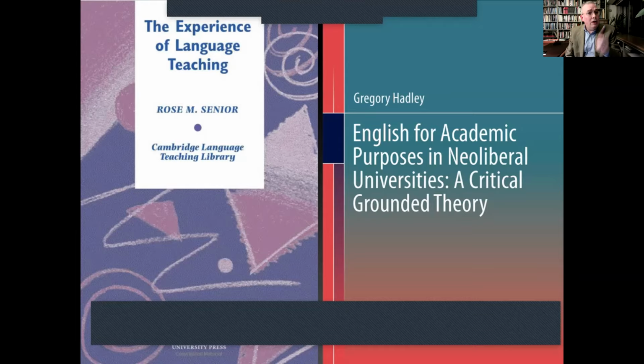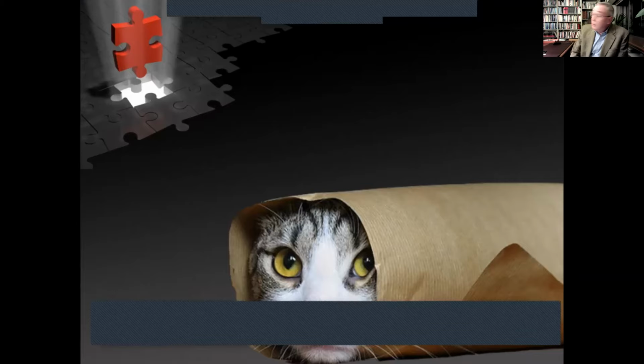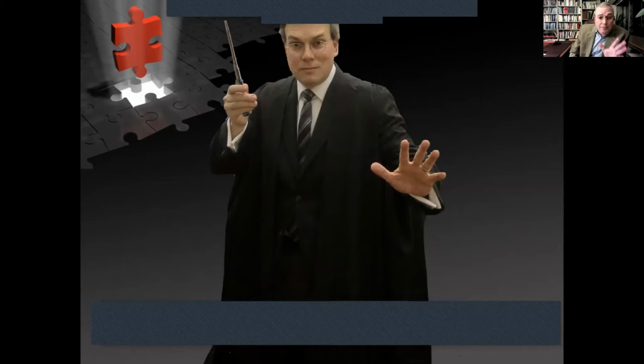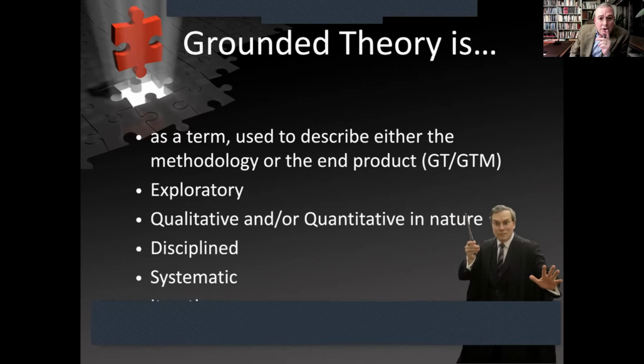Okay, I'm going to wrap up because we're getting close to the end. And I'd like to say that grounded theory is not magic. There's no Harry Potter going on in this. Grounded theory is, as a term, used to describe either a methodology or the end product. So there's GT and GTM. It's used for exploring, not confirming. And I haven't gone into this in great detail, but it can use qualitative and quantitative data.